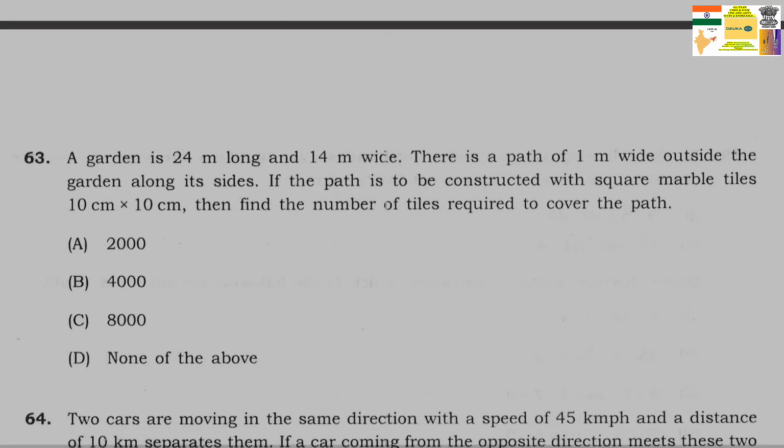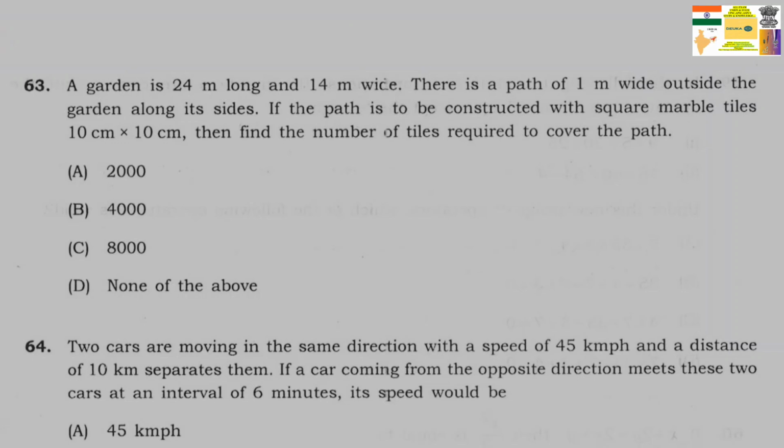Question number 63. A garden is 24 meter long and 14 centimeter wide. There is a path of 1 meter wide outside the garden along its side. If the path is to be constructed with a square marble tiles 10 cm into 10 cm, then find the number of tiles required to cover the path.